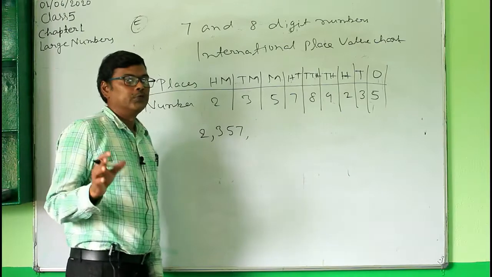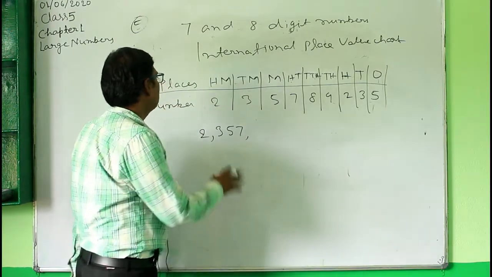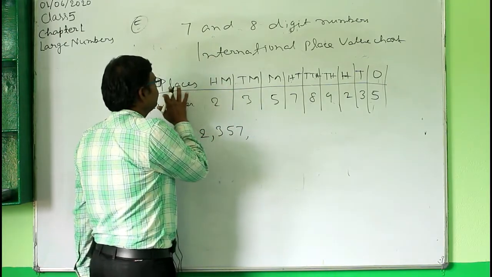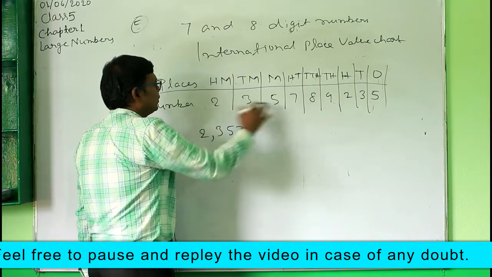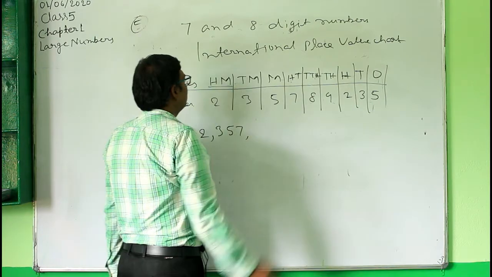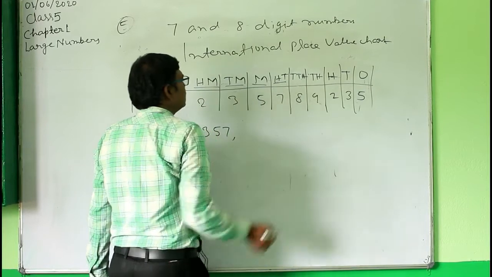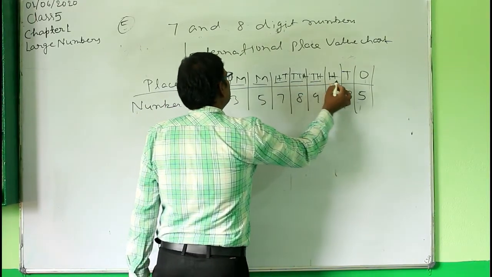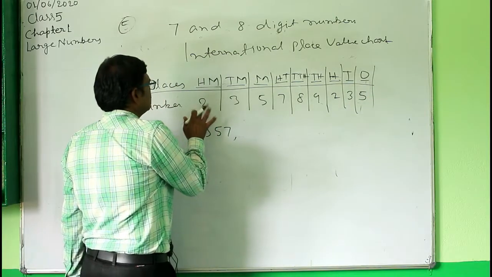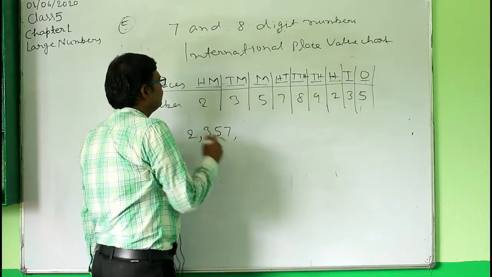So this is the international placeholder chart. In this, these are the places in this case, and here I have taken this number. So the number name will be here: 100 million, then 10 million, million, 100,000, 10,000, 1,000, 100, tens, ones. Okay. So here this is 2. Here this is 2 million.